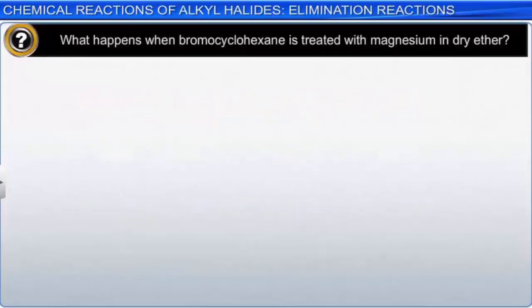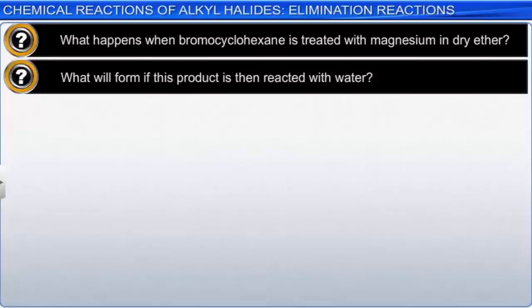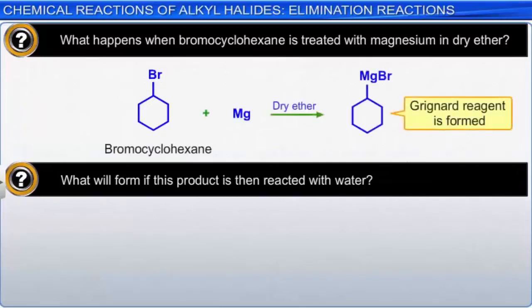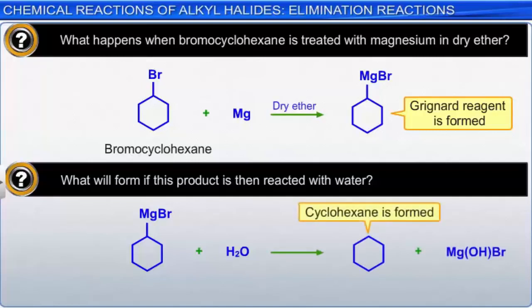Here's a problem for you to try. What happens when bromocyclohexane is treated with magnesium in dry ether? What will form if this product is then reacted with water? You should recognize that a Grignard reagent will be formed under these conditions. The Grignard reagent is shown in the first equation. Then, if water is present, the Grignard reagent will react to form cyclohexane.